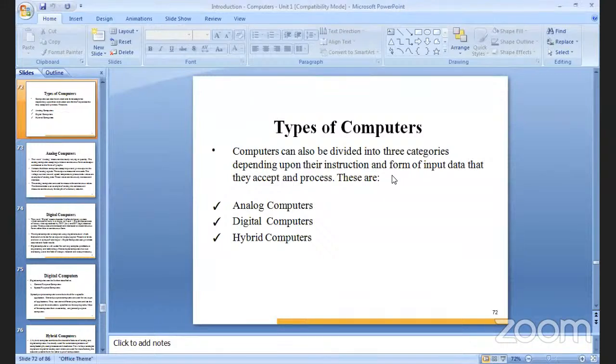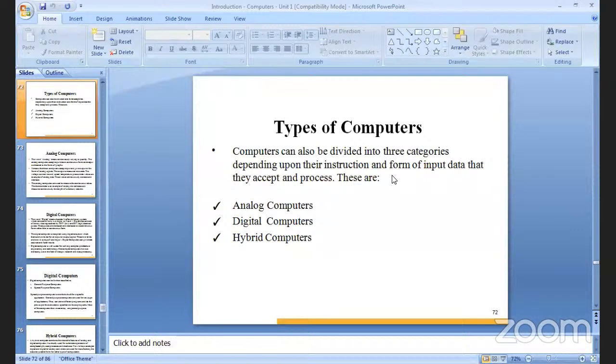In the last class, we discussed the introduction of computers and computer software, and the types of computers. Today we are going to discuss types of computers, and again we will see program development, algorithms, problem solving, and flowchart presentations.